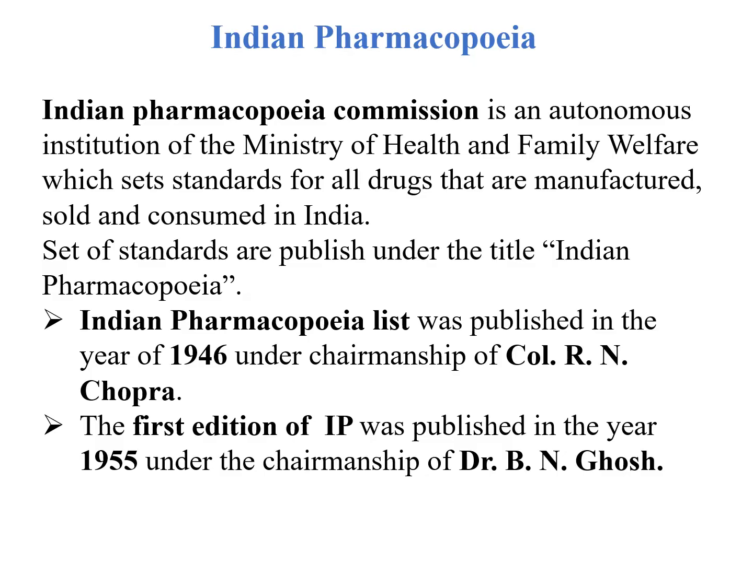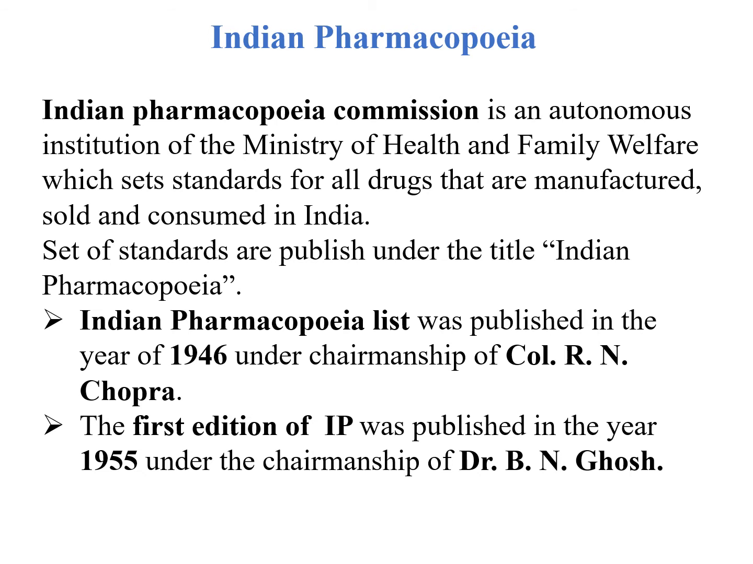The Indian Pharmacopoeia Commission is an autonomous institution which works under the Ministry of Health and Family Welfare, which sets the standards for all drugs that are manufactured, sold and consumed in India. A set of standards are published under the title Indian Pharmacopoeia. The Indian Pharmacopoeia list was published in 1946.